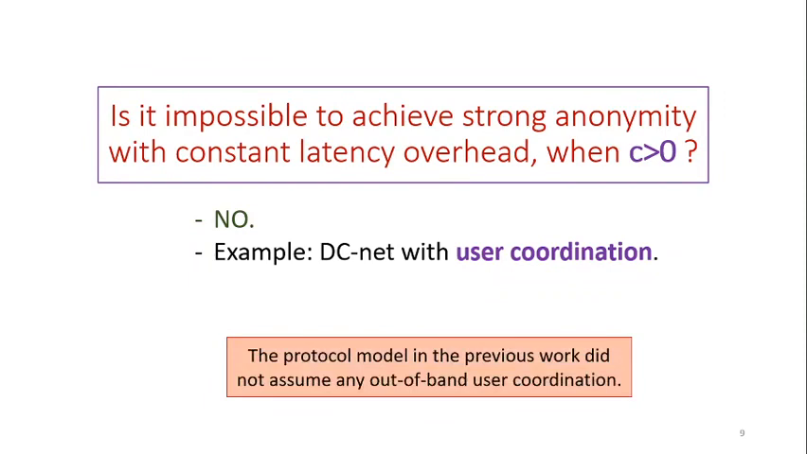We are going to define a general class of techniques which we call user coordination, and the protocol model in the previous work did not assume any out-of-band user coordination. Both the terms out of band and user coordination are important, which I am going to explain shortly. And there is a wide class of protocols. For example, DCNet kind of protocols actually fall out of our previous protocol model. So let's see more closely what this user coordination is.